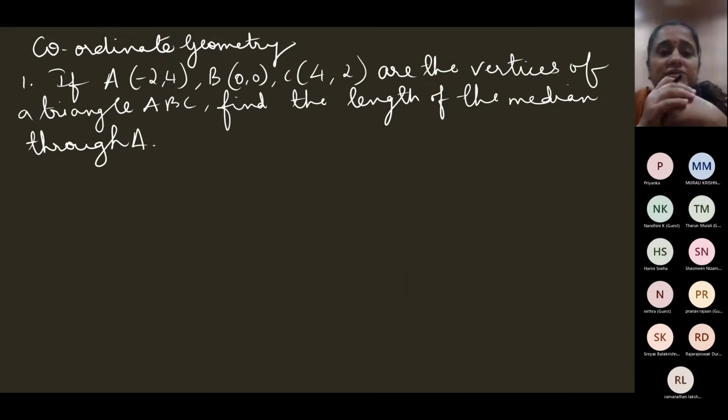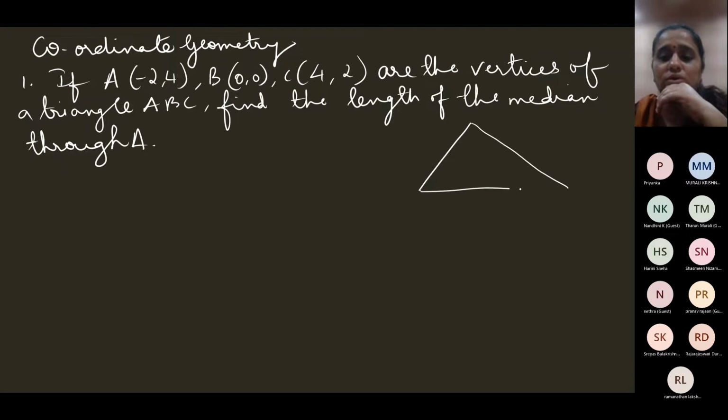So you know the coordinates of the vertices of the triangle ABC. You need to find the length of the median through A. To find the length of a line segment, the median is a line segment. A median is a line segment from the vertex to the midpoint of the opposite side. It's a line segment, so it has a fixed length.